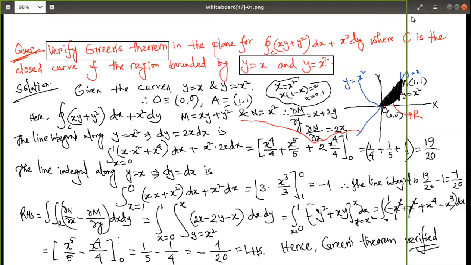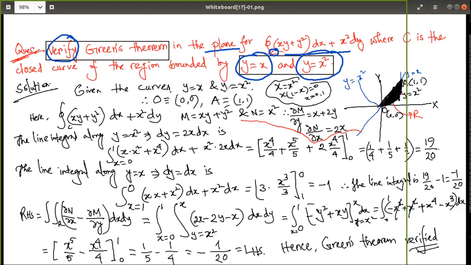Last class we discussed the Green's theorem in a plane. We know that Green's theorem is the relation between line and surface integrals. In this problem, verify Green's theorem in the plane for this line integration, where C is the curve bounded by the region y equal to x and y equal to x square.